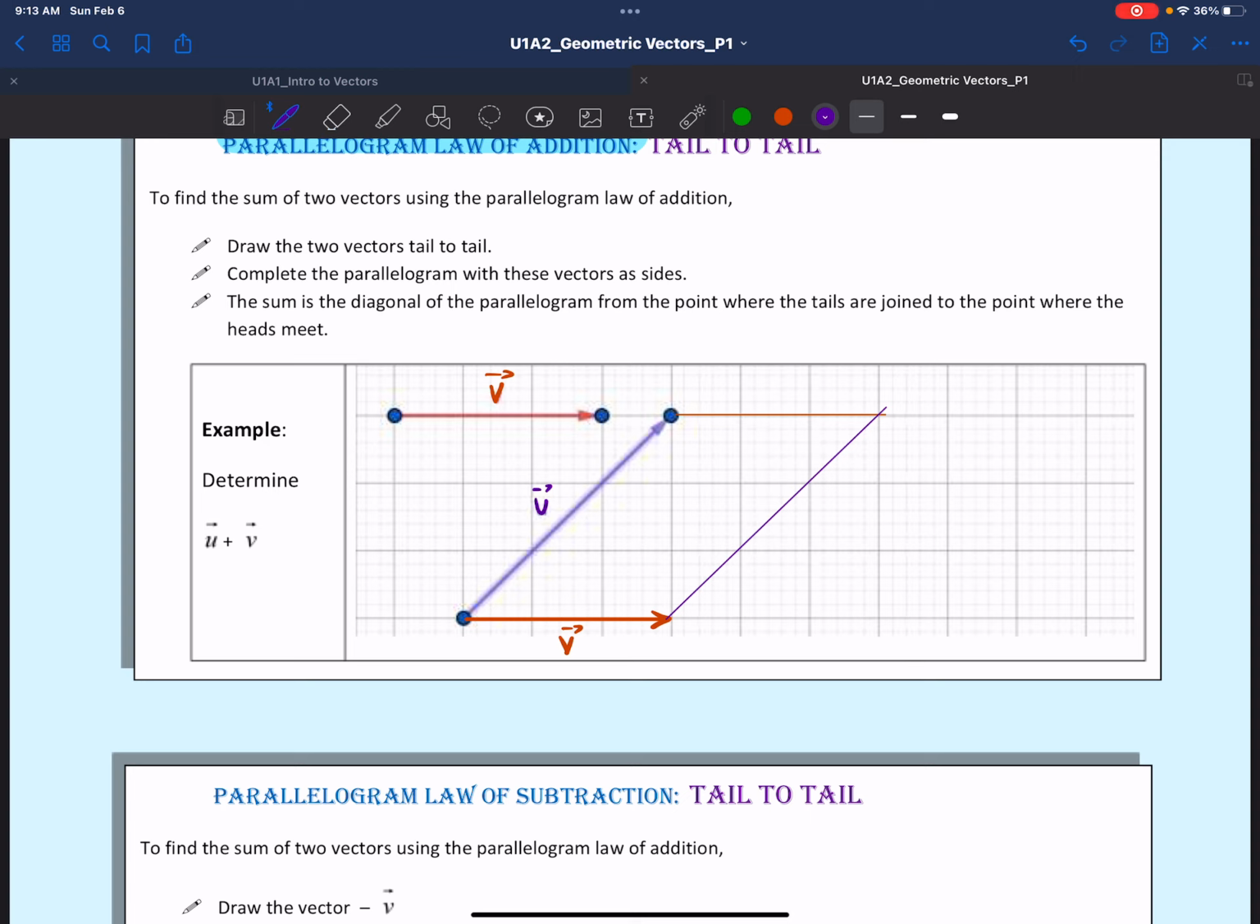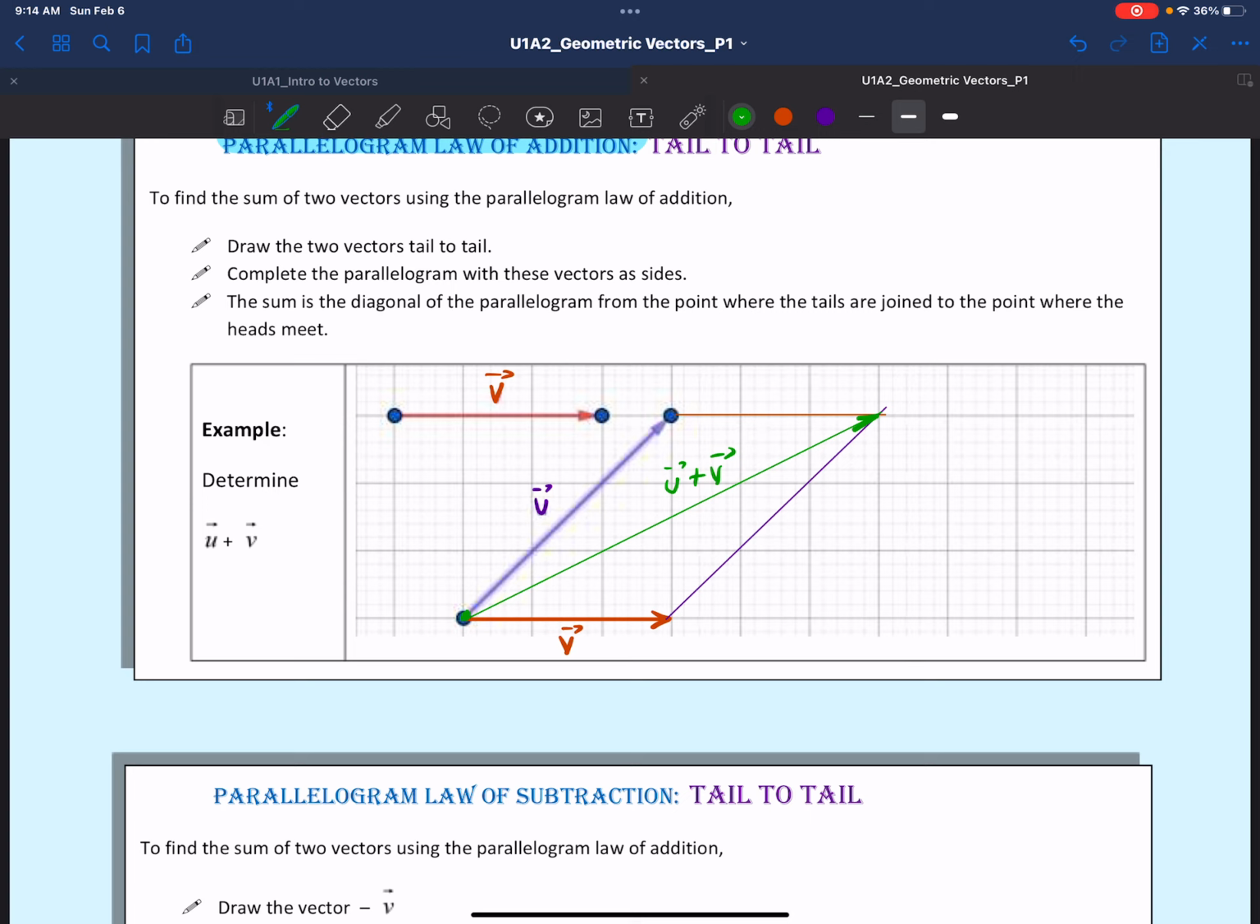So where is the resultant? The resultant will always be the diagonal that comes from where both tails are, and it's heading towards the opposite vertex. So this would be the resultant, u plus v, or v plus u. We already know that the order in addition won't matter, or subtraction for that matter. Now, we're thinking, how do I know that this method works? I understood the triangle law, but do both methods give the same answer?